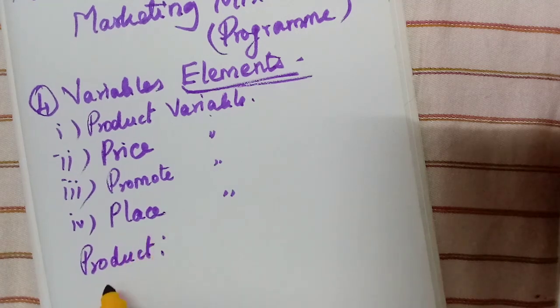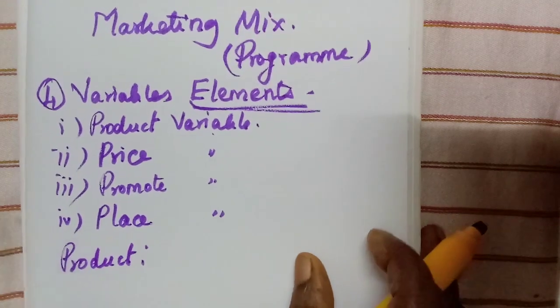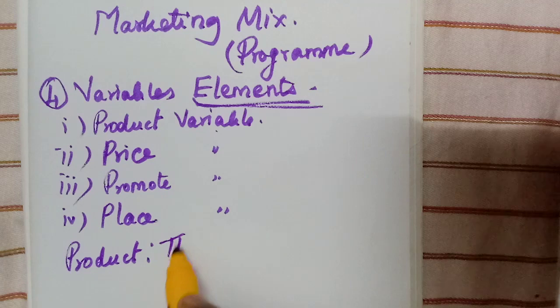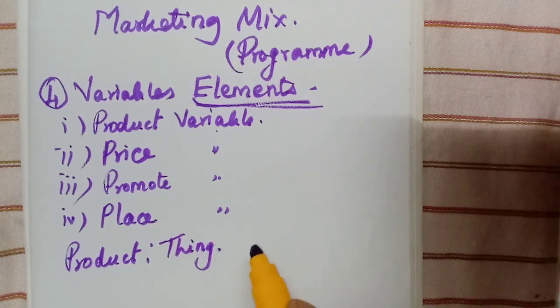Okay. Now, what is product? What is a product? A thing that can be offered. Product means a commodity or a thing, isn't it? That is the thing that we are going to sell. So it must get some attention.